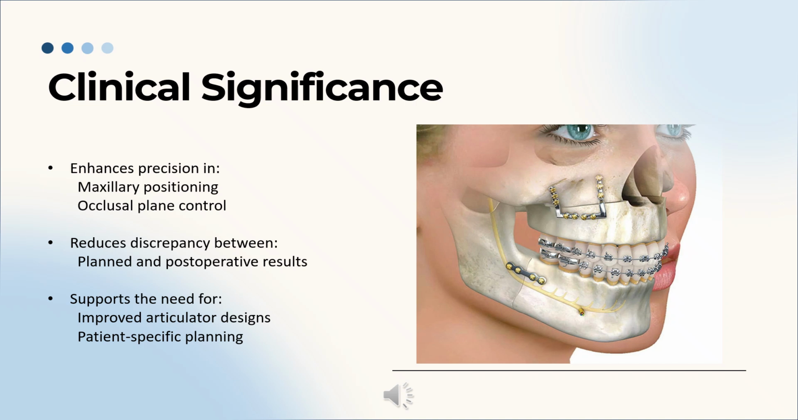Noteworthy clinical significance of a face bow transfer for orthognathic surgery is that it enhances precision in the maxillary positioning. Because of the accurate positioning of the maxilla, it also increases precision of the occlusal plane and reduces discrepancies between the planned and the post-operative results. So you have less discrepancy between the actual and predicted results, and it supports the need for improved articulator designs and also patient-specific planning, since each patient is individually different.